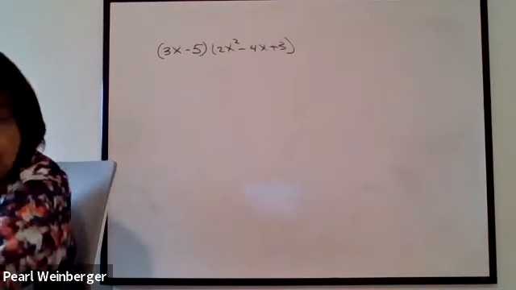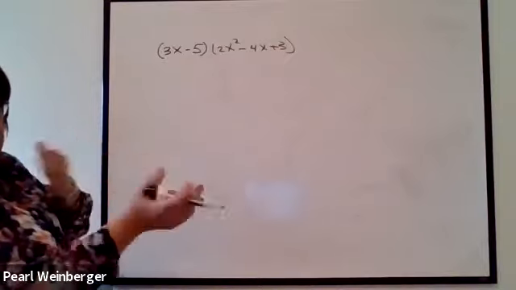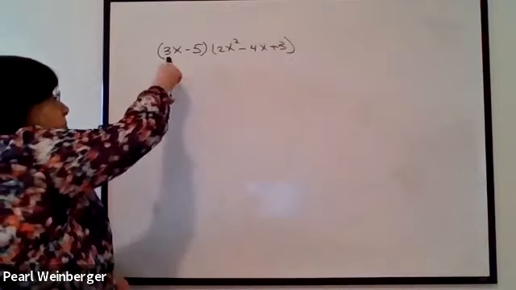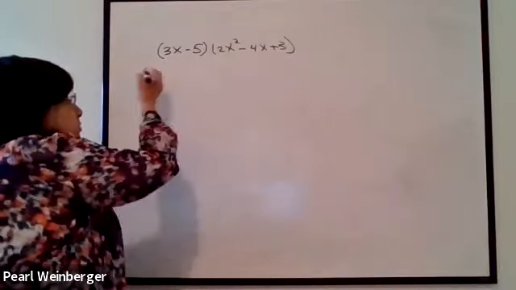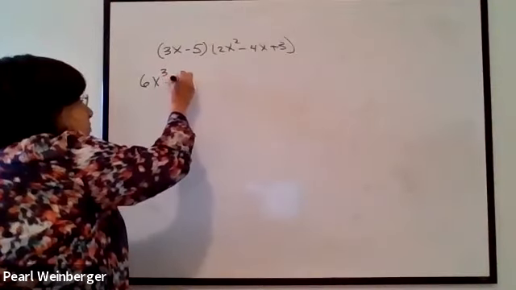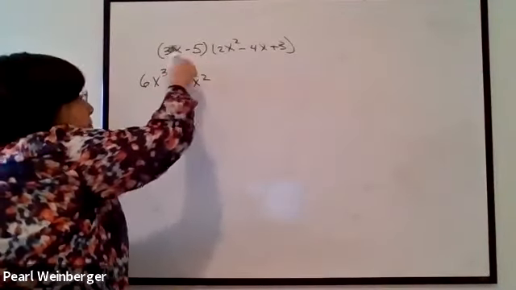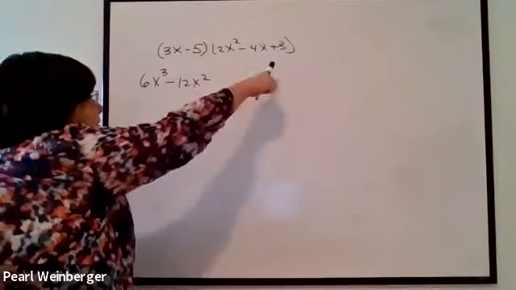Okay, let's do this problem now. I see some people already came up with the answer, so let's work on it. Again, since it's a binomial times a trinomial, we'll first multiply everything in the second parentheses by the 3x, then we'll go back and multiply everything by the -5, and then we'll combine the like terms. So 3x times 2x squared is 6x to the third. 3x times -4 is minus 12x squared. And 3x times 3 is positive 9x.